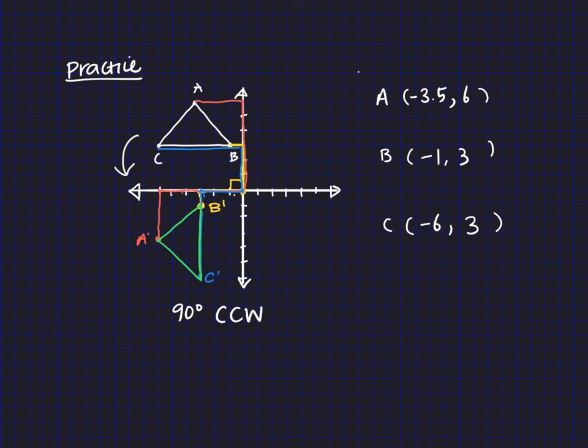A prime is going to be 6 and negative 3.5. B prime is going to be negative 3 and negative 1. And C prime is going to be negative 3 and negative 6. So like we have looked into before, our numbers are going to switch spots, and only the x numbers are going to change into the opposite sign.